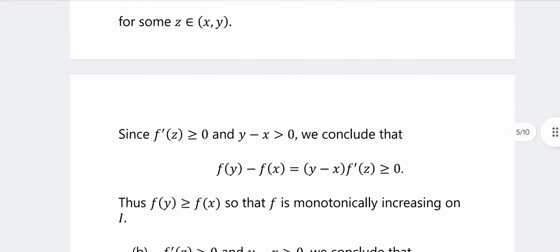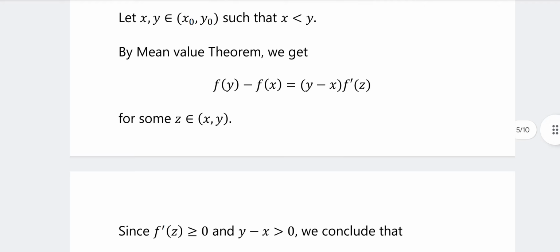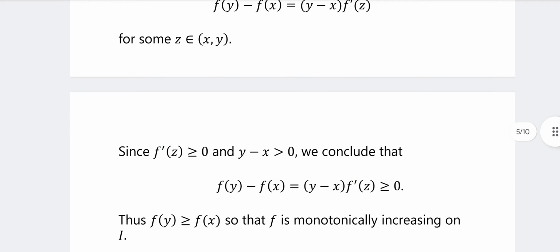Since the derivative is non-negative, the derivative at z is non-negative, and we know that x is less than y, so y minus x is greater than 0. So the multiplication of f dash z and y minus x will be non-negative. So obviously f(y) is greater than or equal to f(x). So f is a monotonically increasing function. So the first part is proved.